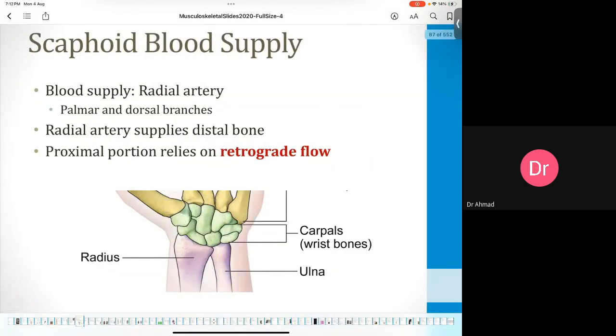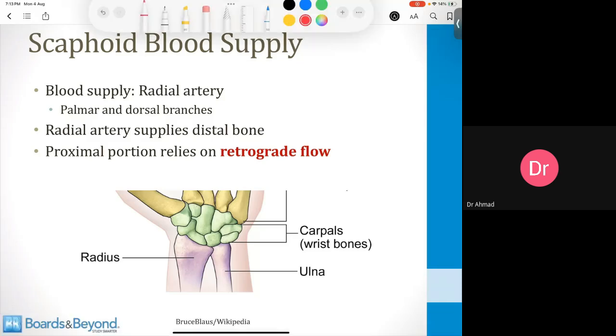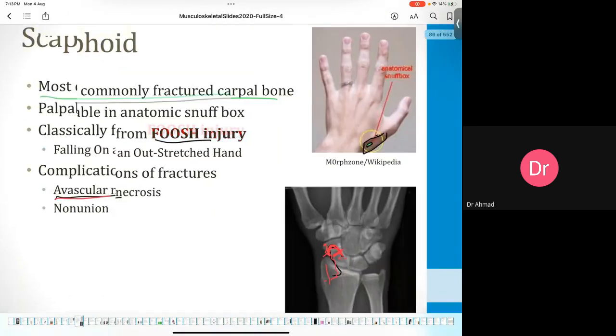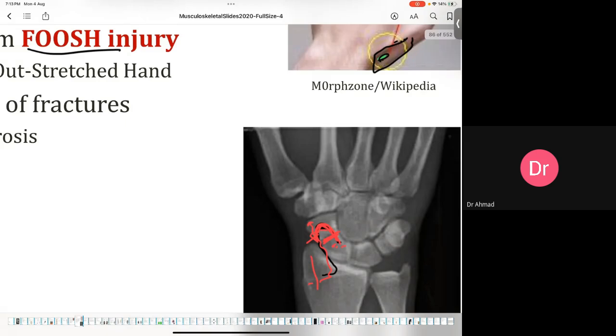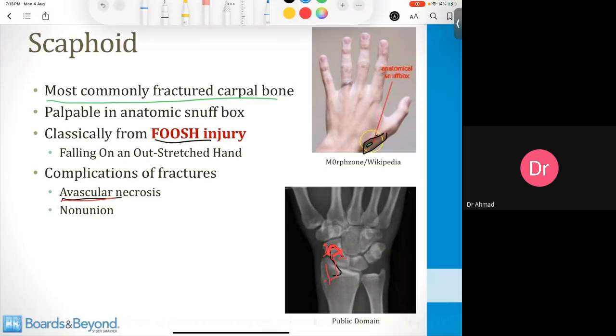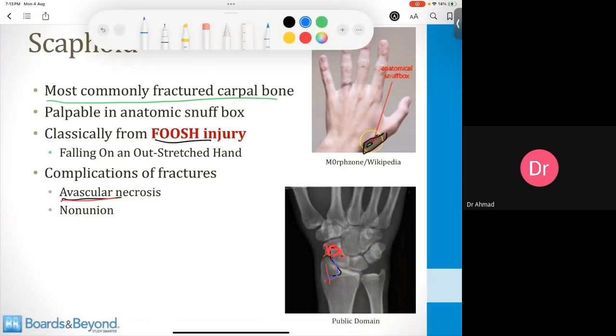Okay, so you can see the scaphoid bone blood supply. We have palmar and dorsal branches. The radial artery basically supplies it. The radial artery supplies the distal bone, and the proximal bone relies on retrograde flow. As I already told you, you have the proximal and the distal region. Here in the picture, I have indicated that this proximal portion is dependent on the retrograde flow. Does that make sense? So this proximal portion relies on the retrograde flow of the blood. Is it clear?